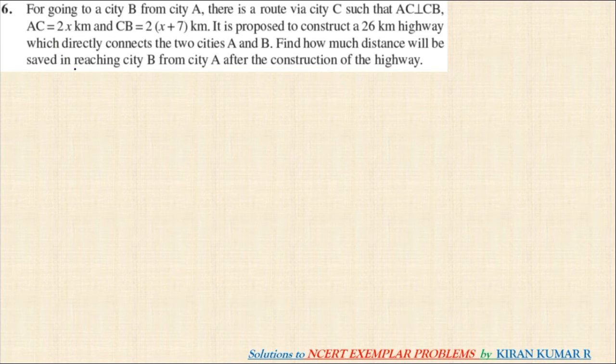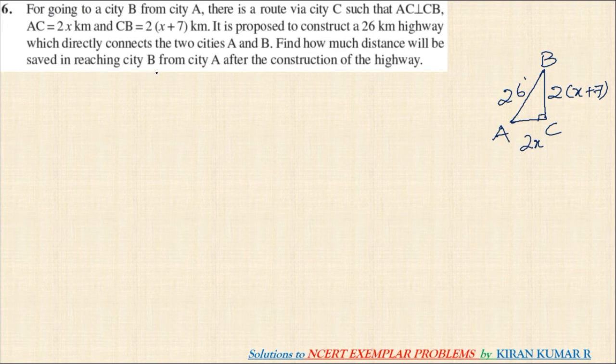Question number 6. For going to a city B from city A, there is a route via C such that AC is perpendicular to CB. So it forms a right-angled triangle, something like point A, point C and point B. AC is 2x kilometer. BC is 2 times of x plus 7 kilometer, and it is proposed to construct a 26 kilometer highway, meaning the straight line AB is 26 kilometer. Find how much distance will be saved reaching the city B from city A after constructing the highway. So this 26 is the highway. We need to subtract this from the sum of these two sides.